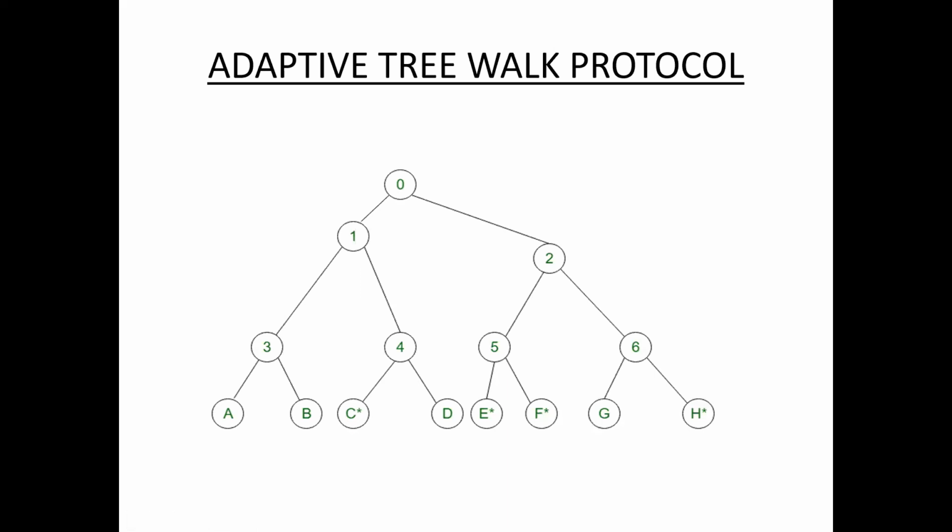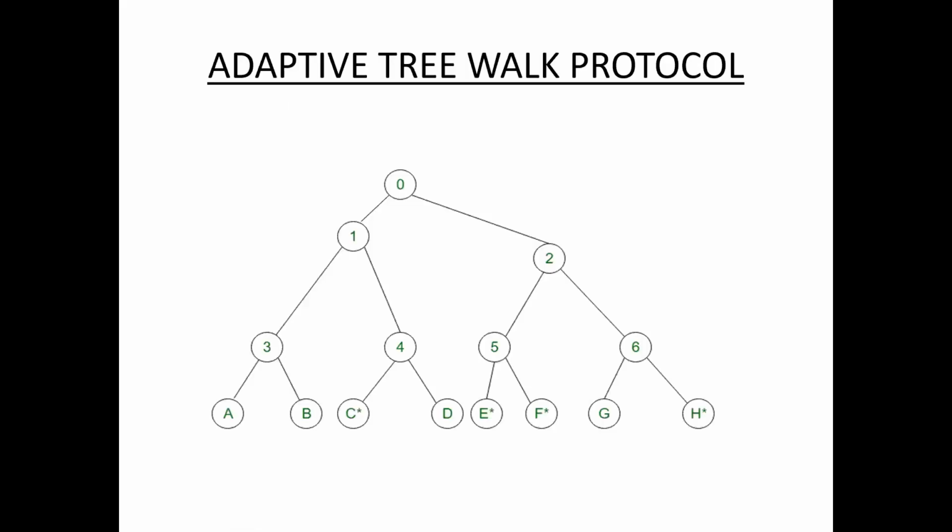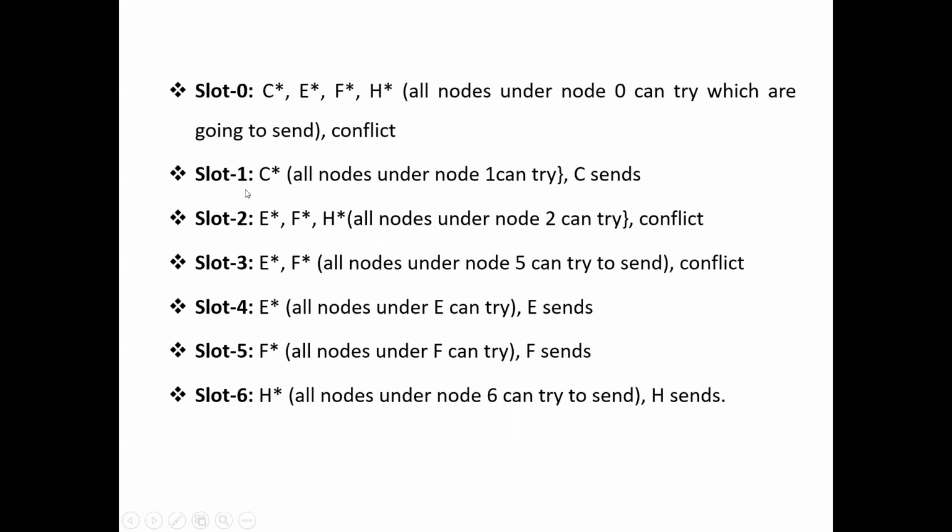So there is a conflict here. Multiple stations are trying to transmit a frame at a time. If there is a conflict, then the tree is divided into subparts. Here the tree is divided into two parts. The first part is A, B, C, D, that is the first slot. The second slot is E, F, G, H. Under the first slot A, B, C, D, only C has to send data. See here, slot 1, only C. So C sends. There is no conflict.